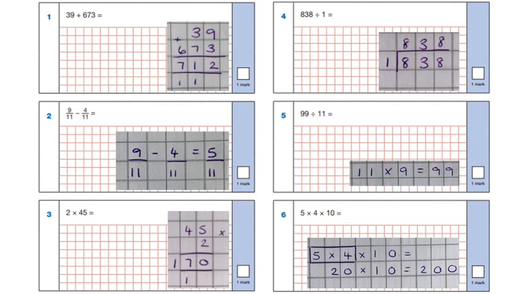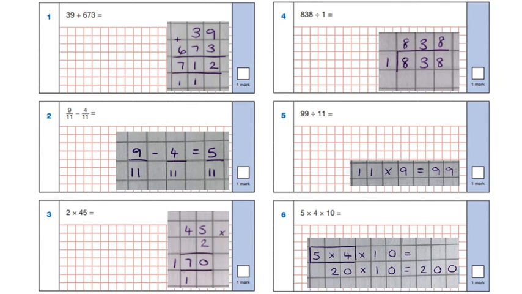So the next question, 99 divided by 11. Now you could have written out a method for this one, but you would have still ended up with the same question. All I did is, knowing my facts of 11 times tables, I knew that 11 times 9 is 99, so I know that my answer must be 9.